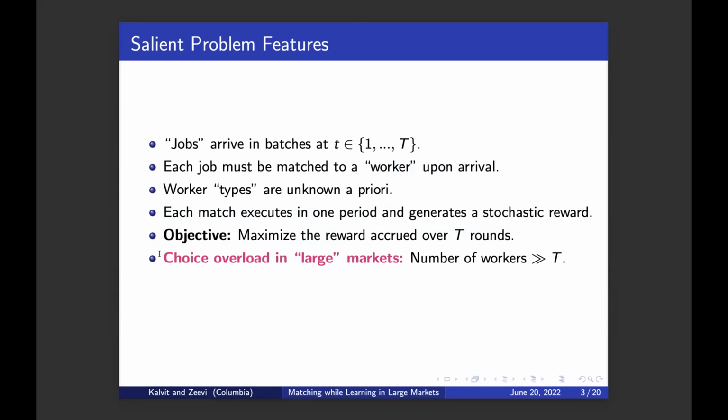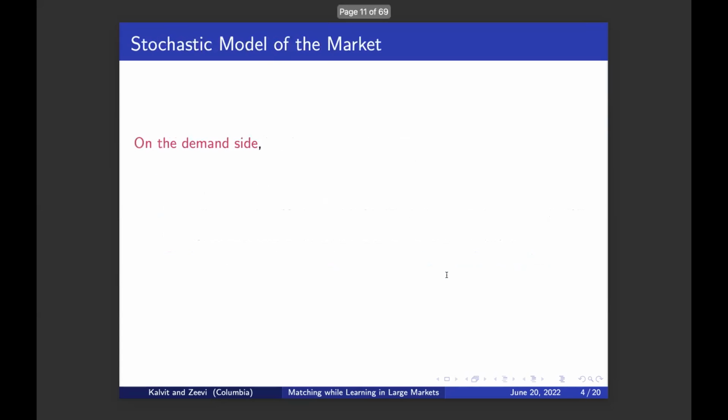I think this particular aspect I already touched upon previously. We're interested in this aspect of large markets where the decision maker is faced with a choice overload, in the sense that the number of workers available for selection overshoots the time horizon t. So what actually happens is the population of workers is governed by a latent type distribution, which the decision maker is oblivious to a priori.